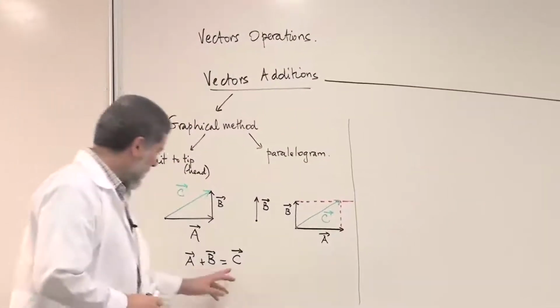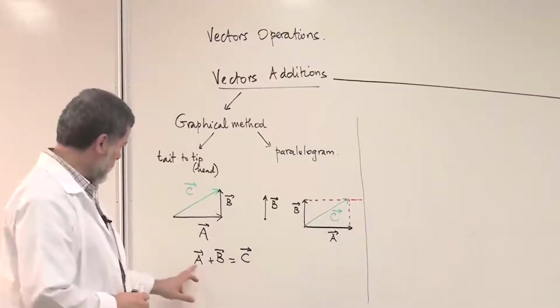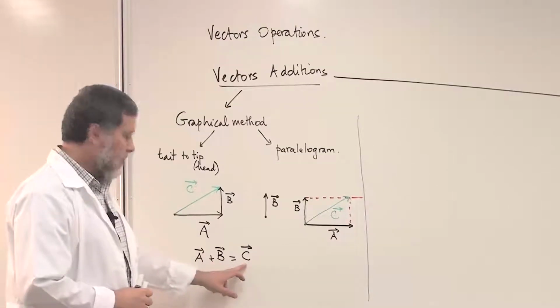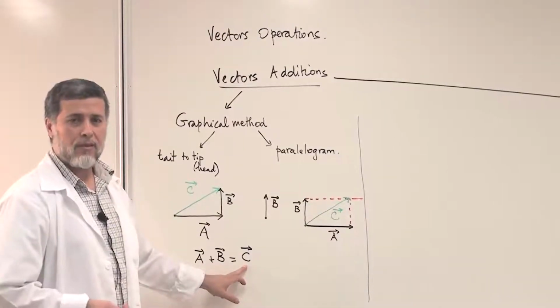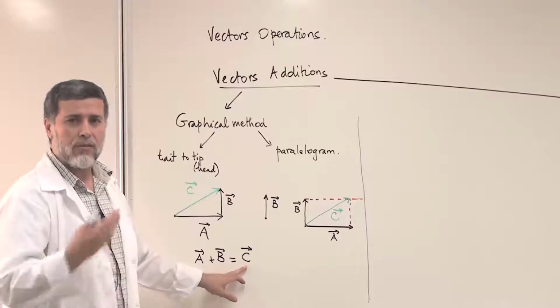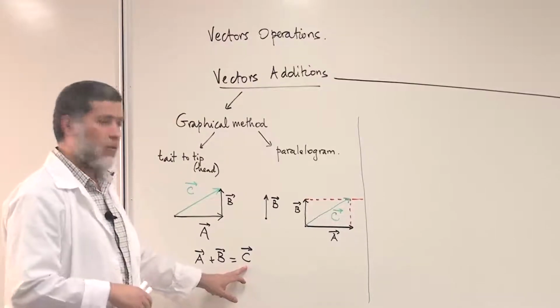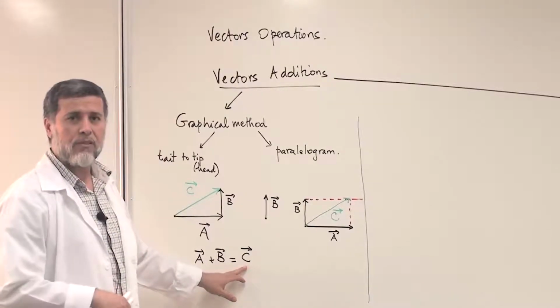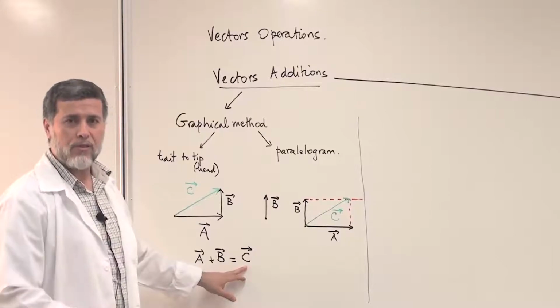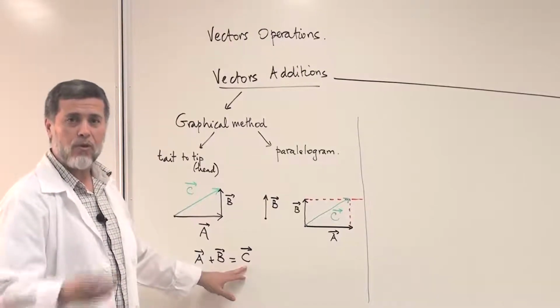This vector C here, which is the addition of vector A and B, is generally called the resultant. And we will be using this word a lot in this course. We can have the resultant of a velocity vector. It could be a force, a resultant of a force, which we also call the net force, or resultant.